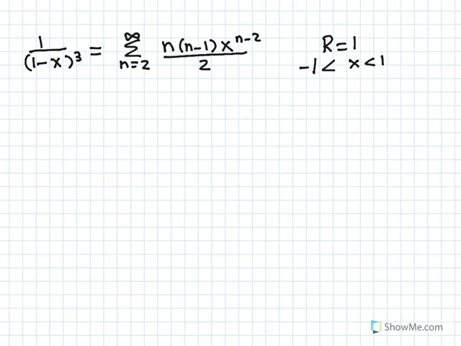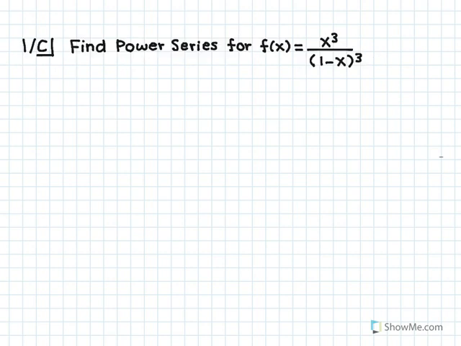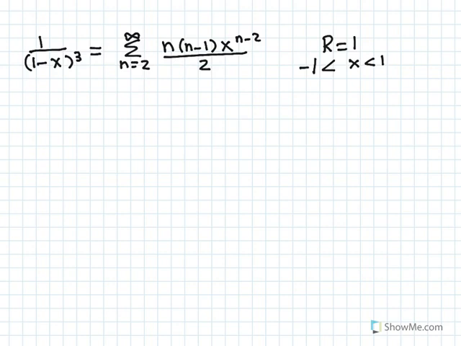Now, let's look at part C. In part C, we wanted to find the power series for the function f of x is equal to x cubed divided by 1 minus x to the power of 3. This is going to be fairly easy because we can rewrite this function as x cubed times 1 over 1 minus x to the power of 3. But we already have the power series representation of 1 over 1 minus x to the power of 3. That was done in exercise 1-B, and it's this result here. 1 over 1 minus x cubed is equal to summation n equals 2 to infinity, n times n minus 1 times x to the power of n minus 2 divided by 2. So just multiply both sides by x cubed, and we will have the answer.